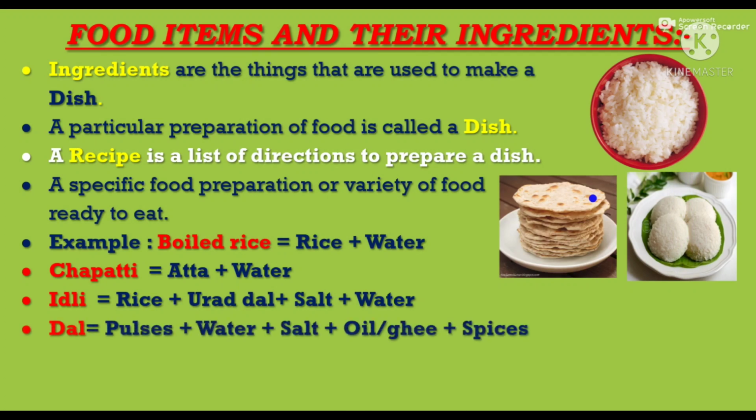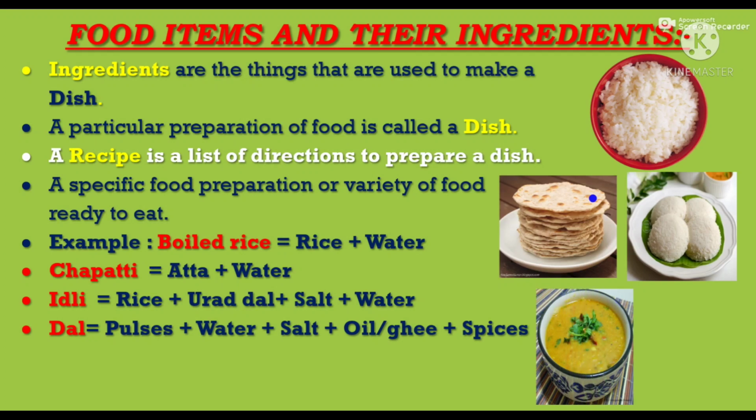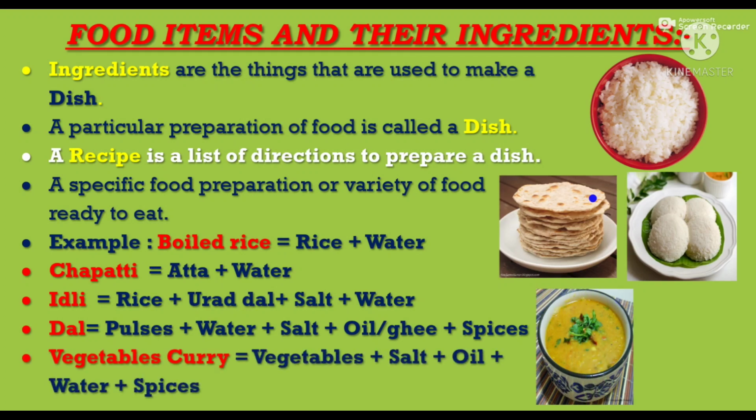Then to make dal, we need pulses, water, salt, oil or ghee, and spices. So these are the ingredients of dal. Then next one is vegetable curry. So to make vegetable curry, we need vegetables, salt, oil, water, and spices. So these are the ingredients of vegetable curry.